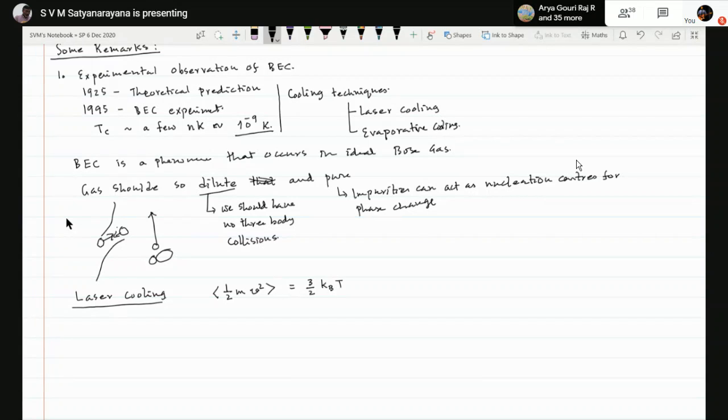So if you can somehow decrease this energy, that means decrease this velocity, then you can also decrease the temperature. So that is the idea. Essentially what you do is, let's say you have these particles in the gas going in all possible directions.